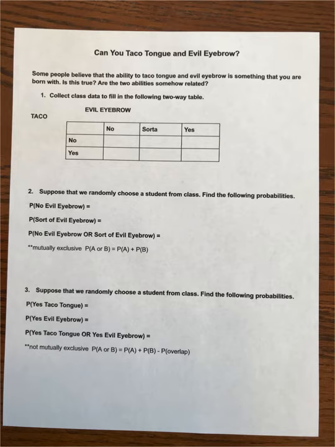So, let's say we collected this information: 0, 6, 1, 1, 0, 10. Altogether, there are 18 people in this form here, okay? On the top, we have the evil eyebrow. If you just cross this out and look down, there are 6 that say no to evil eyebrow, 2 that are sorta, and 10 that are definitely yes. And then on the left side here, we have the taco tongue people. If we get rid of the evil eyebrow part and we just look to the right, there's one that sorta can do it, and there are 17 that definitely can do it. So that's how this chart works.